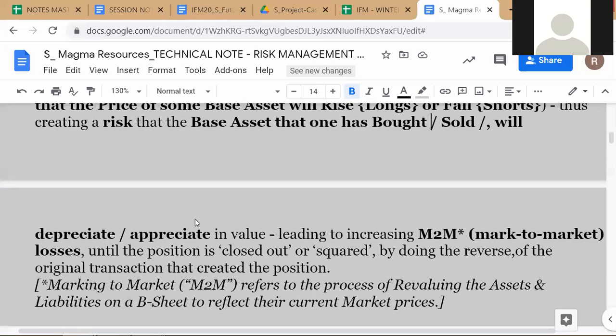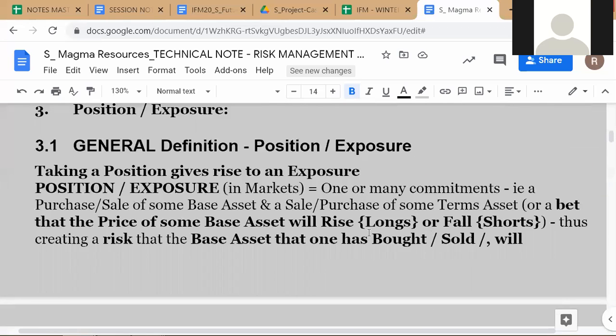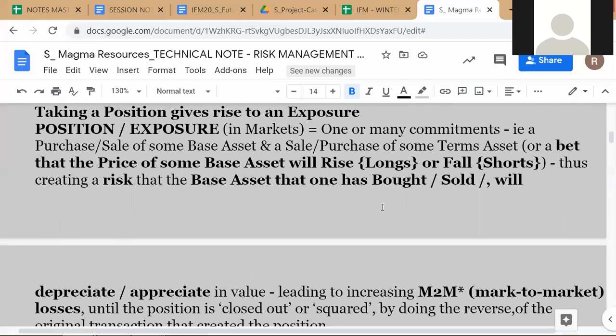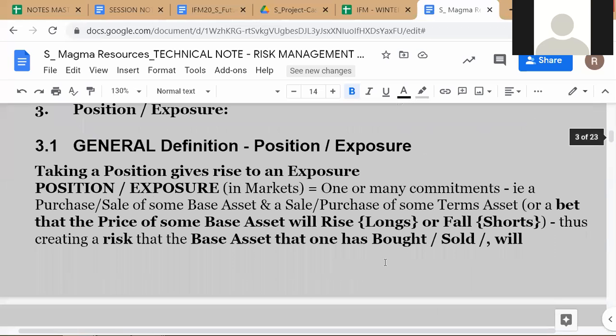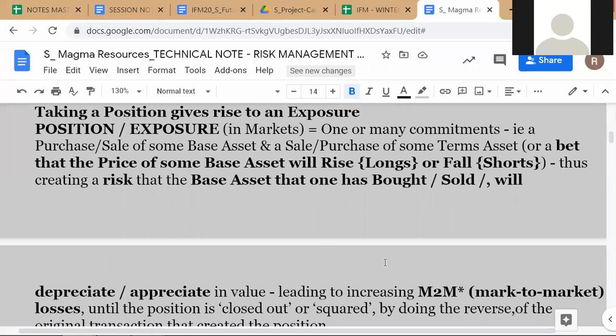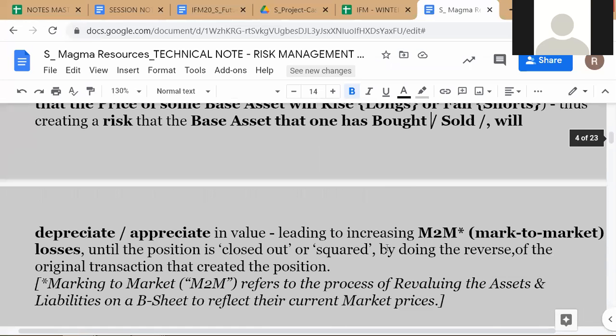Okay, so you have a position. A position gives rise to an exposure, which is a risk that the base asset which you bought is going to fall in price, or the one you sold is going to rise in price, leading to M2M losses until the position is squared out. So it's a very long, comprehensive definition of a position, but it gives you all the aspects of a position, all the things that happen when you take a position.